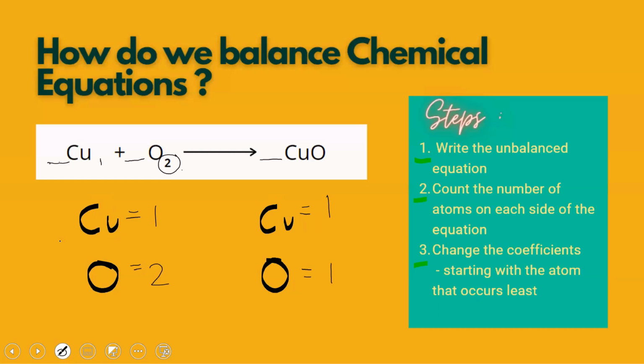To balance the oxygen atoms, we have to multiply the smaller number with a number that will make it equal to the other oxygen atom. In this case, we are multiplying 1 by 2.